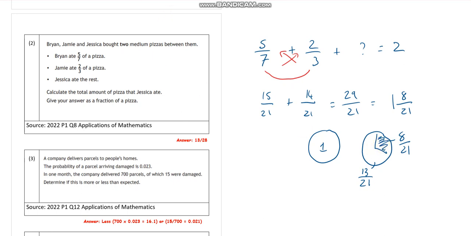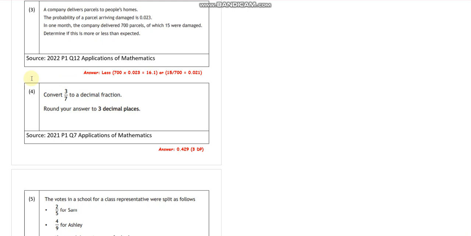And with this, okay, again, have a little read. This is more of a probability question. I'm going to leave that for the probability section. Convert to a decimal. I do hate the phrase decimal fraction. I do feel like it should be either decimal or fraction. Maybe that's just me. So convert 3/7 to a decimal fraction. Round your answer to 3 decimal places. So what it's really saying is turn this into a decimal.